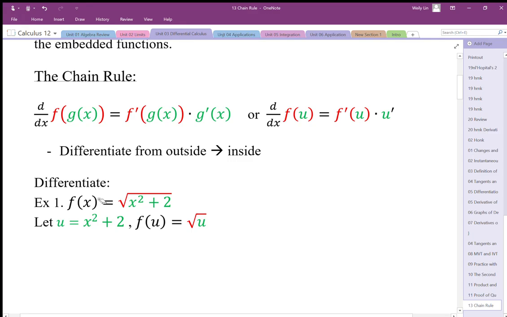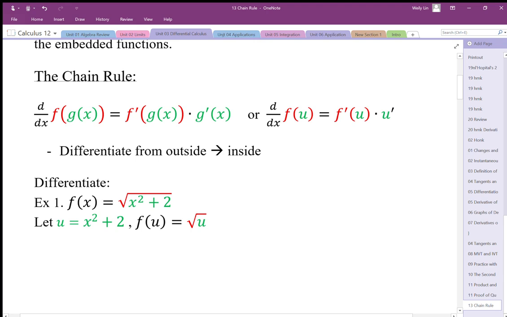So here I have to identify my inside function. My inside function is this x squared plus 2. The outside function is a square root. So if we describe this outside function, it's the square root function, and the inside function is our quadratic function. So it looks like that.